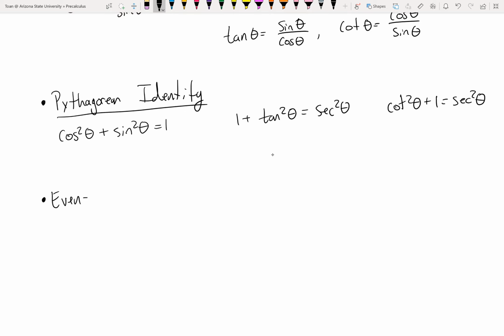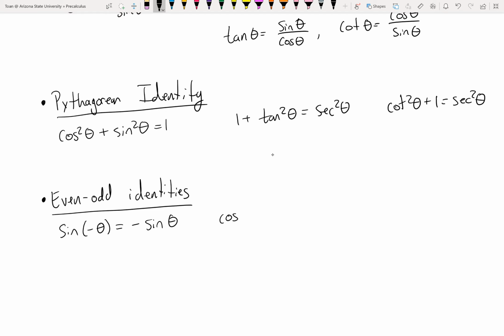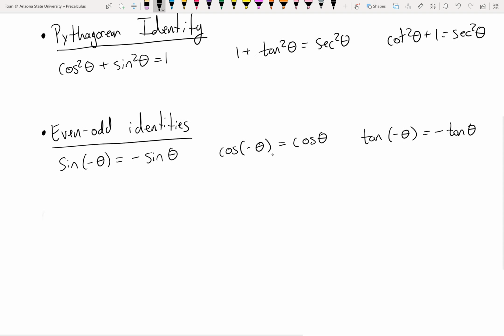So the next set is called the even-odd identities. And these basically tell us what to do when we input a negative angle. So if you take the sine of a negative angle, that's the same thing as the negative of the sine of a positive angle. If you take the cosine of a negative angle, that's just the same thing as the cosine of a positive angle, nothing fancy. And if you take the tangent of a negative angle, that's the same thing as the negative tangent of the positive angle.